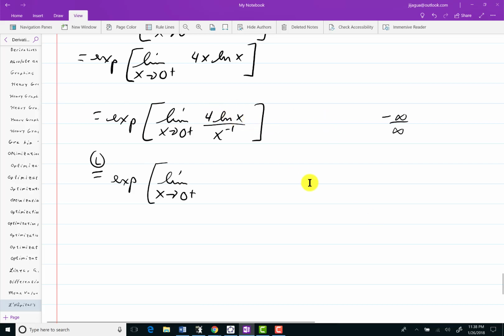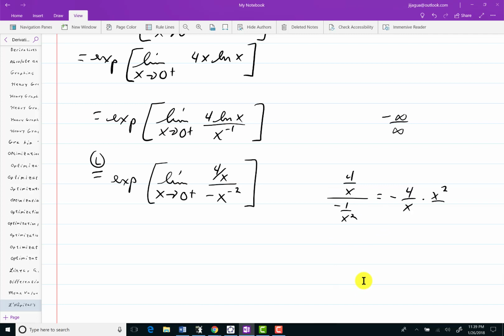Take the derivative of ln x and you get 1 over x. Take the derivative of this and you get negative x to the negative 2. And at this stage I want to do a little simplifying. 4 over x divided by negative 1 over x squared. I'm just rewriting this as negative 1 over x squared. So I'll flip that fraction. I'll take out an x, and it looks like I'm left with just negative 4x.